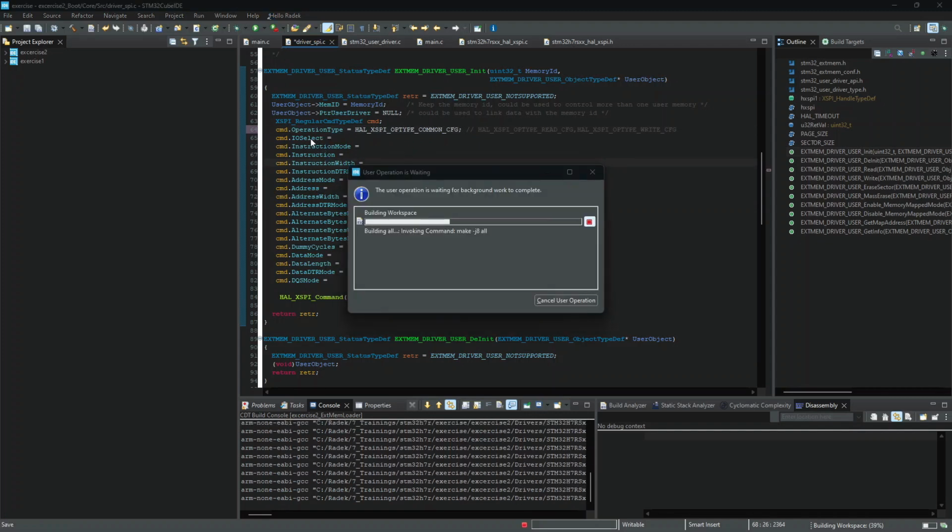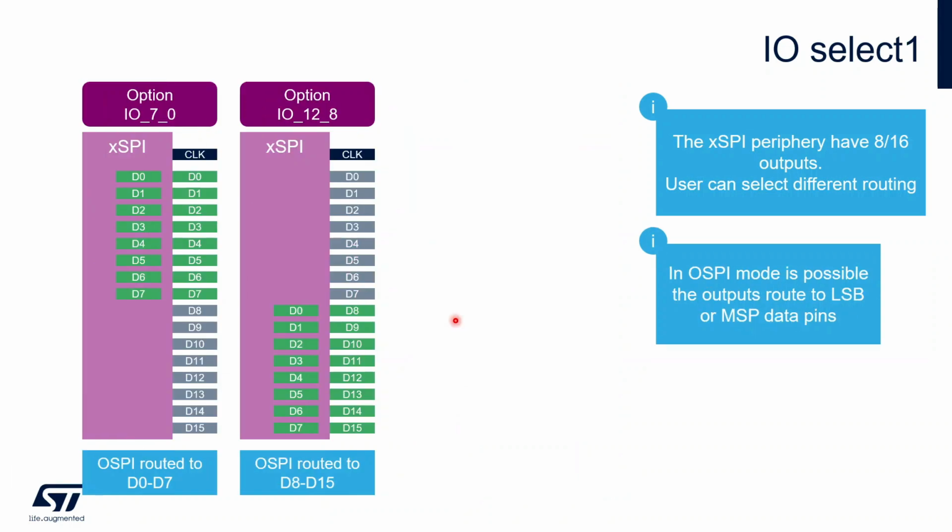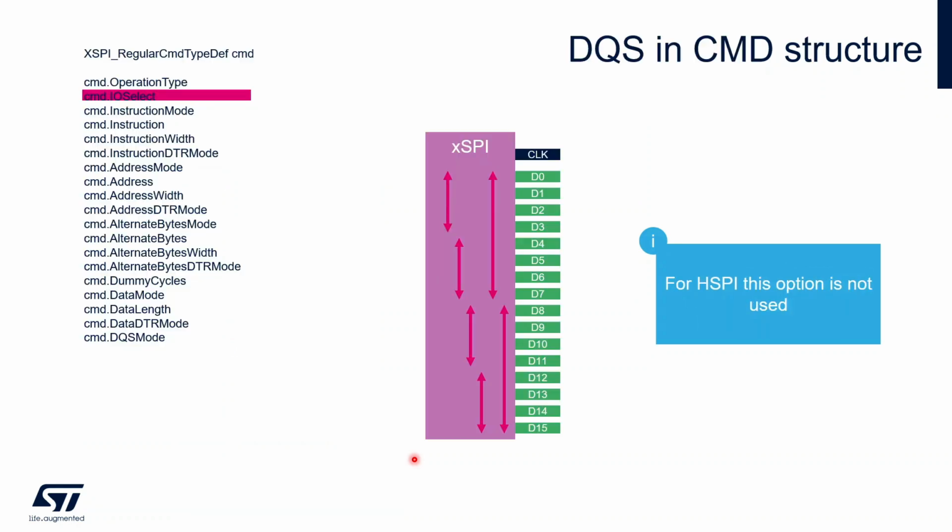And the second parameter is the IO selection. The IO selection allows us to select which pins of the port will be physically used for transmit and receive. In case you're using only quad SPI, you can select the lower ones, the ones in the middle, or the ones at the end. In case you have octal mode, you can select the lower pins or the higher pins. Of course, for the octal mode, all the pins will be used. So this will be selected inside this IO selection.